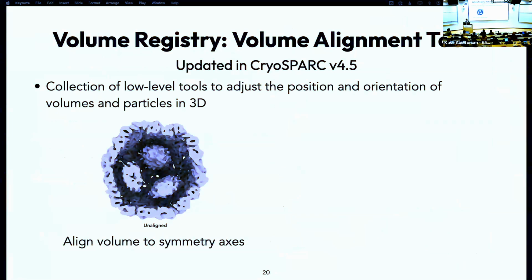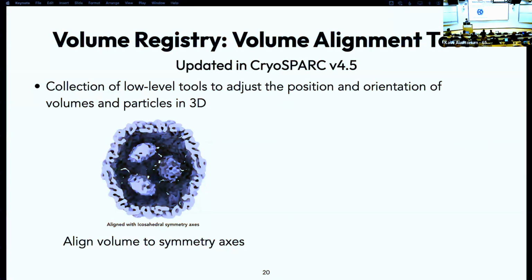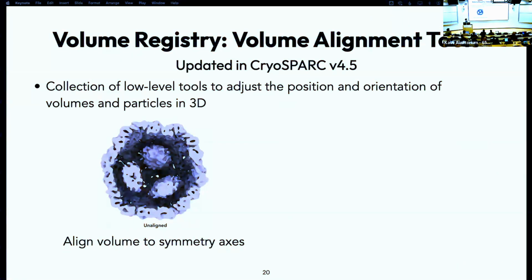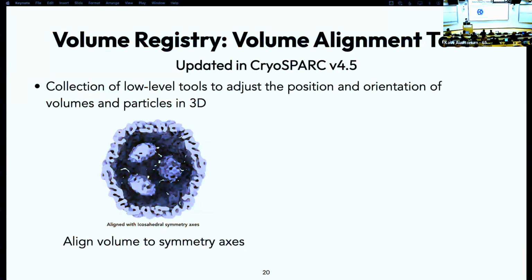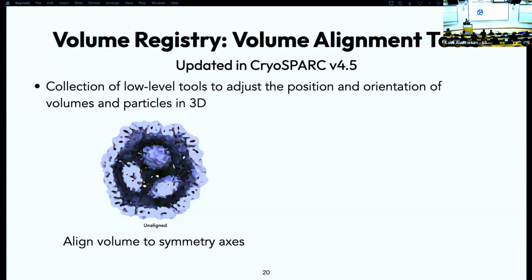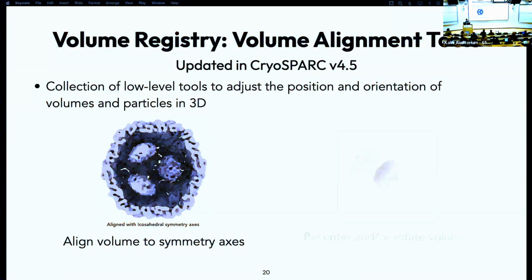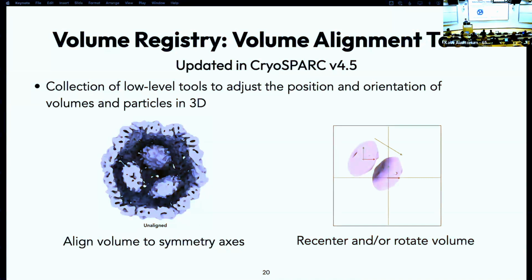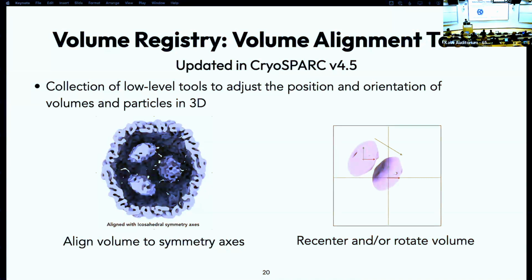This is just a GIF of what an example looks like of an unaligned versus an aligned volume. It doesn't really mean much because you can't see the symmetry axes here. The other function that this job can do is recenter and rotate a volume arbitrarily. And we'll make use of this later today for helping to superimpose all of the 4 encapsulated ferritin molecules.